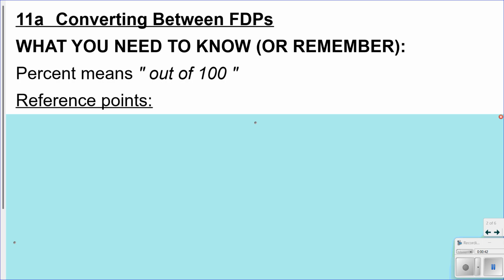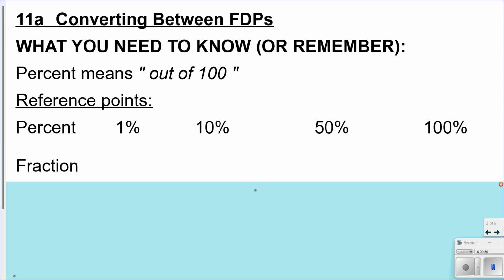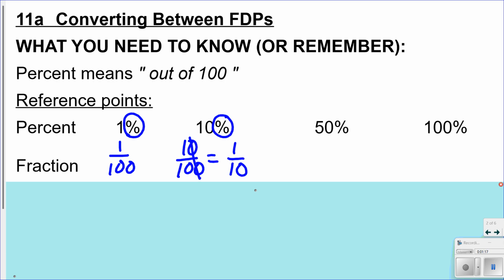So here are some reference points for you in regards to fractions, decimals, and percents. If I have 1% as a fraction, remember that percent means out of 100, so that would be 1/100th. 10% means 10 out of 100. And then we know we can simplify that fraction. So 10% is 1/10.